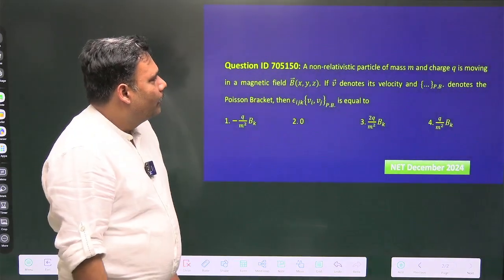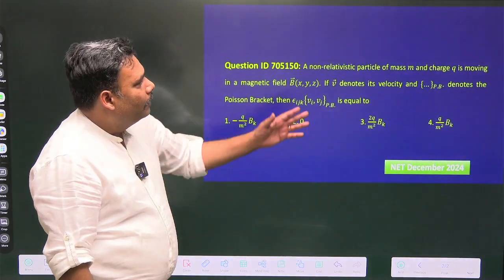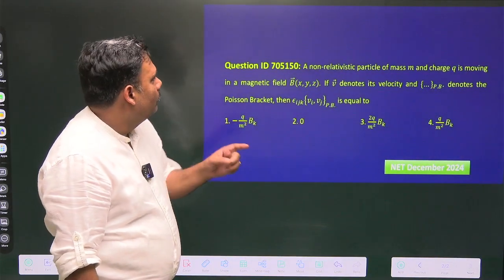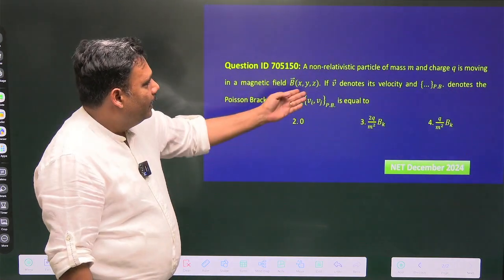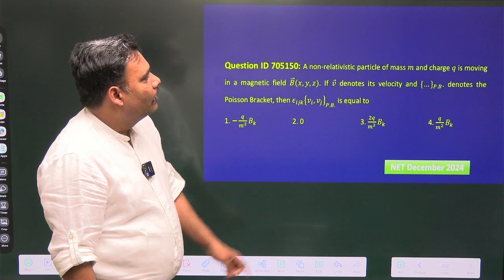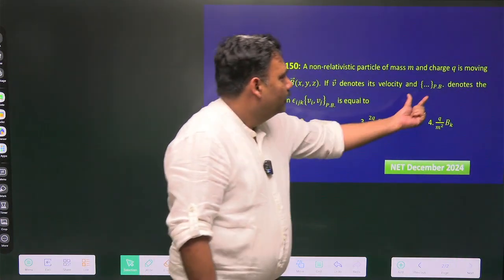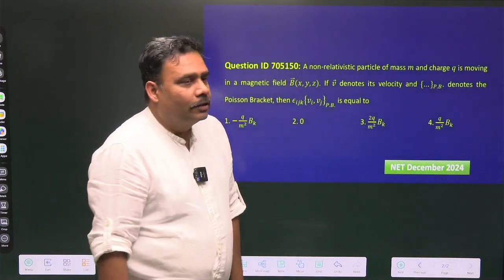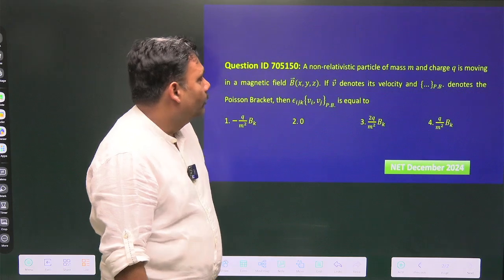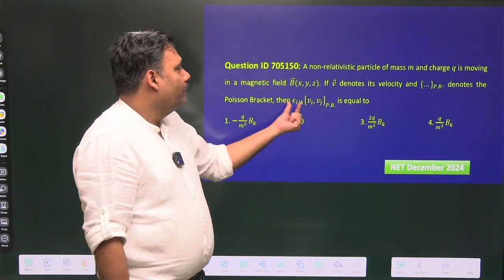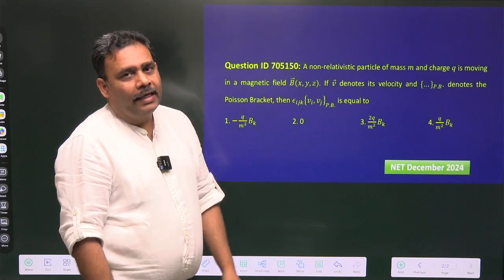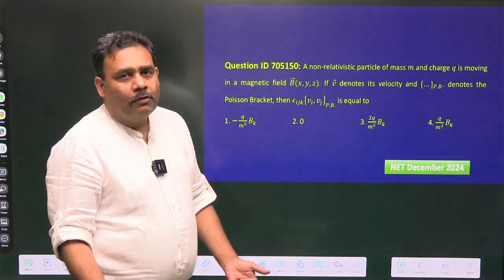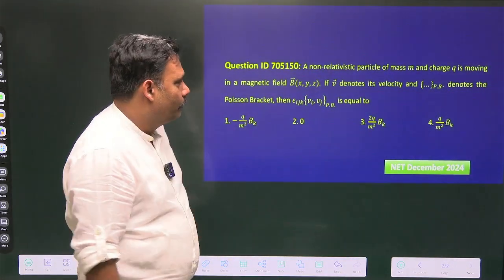In this particular problem, a non-relativistic particle of mass m and charge q is moving in a magnetic field B. If v denotes the velocity, and this notation is the Poisson bracket, then we have to find the Levi-Civita tensor epsilon_ijk times the Poisson bracket of v_i and v_j is equal to what?